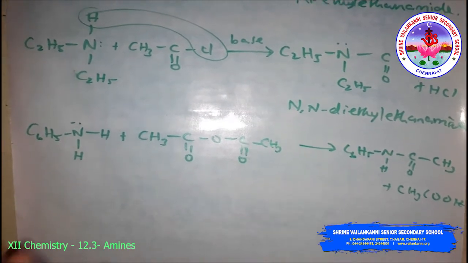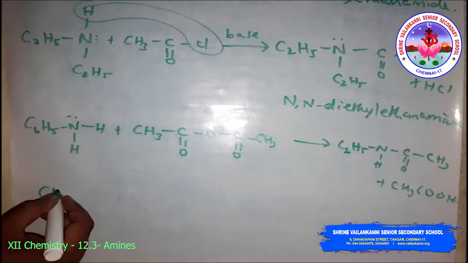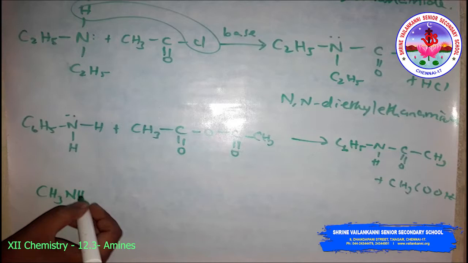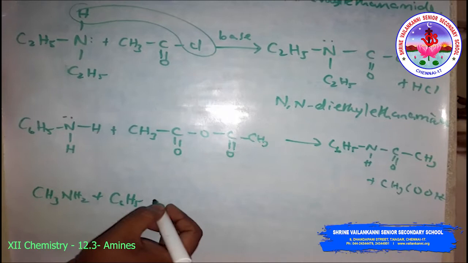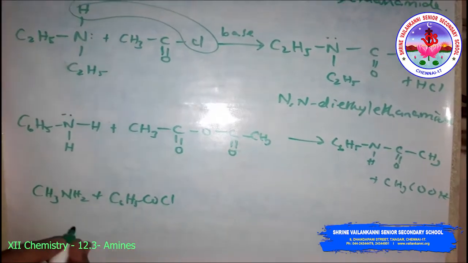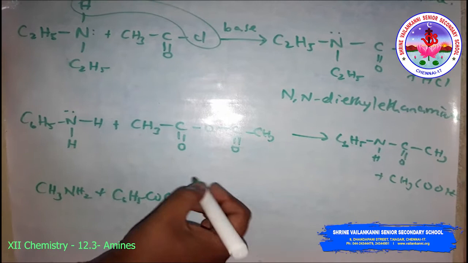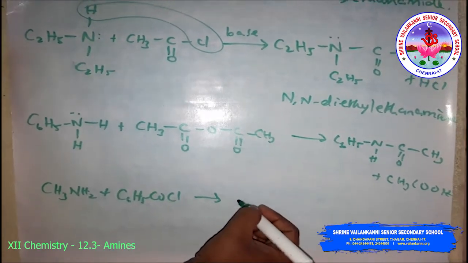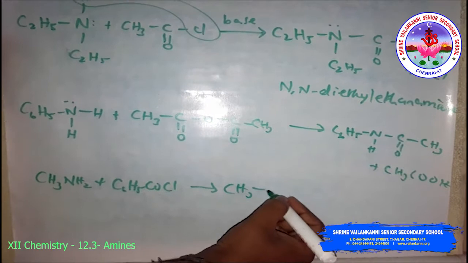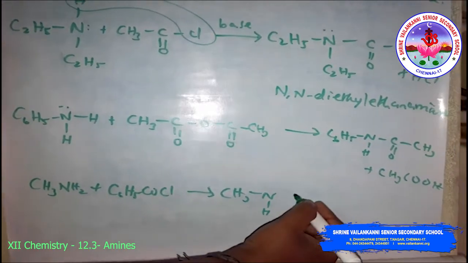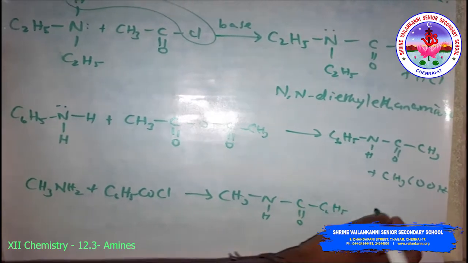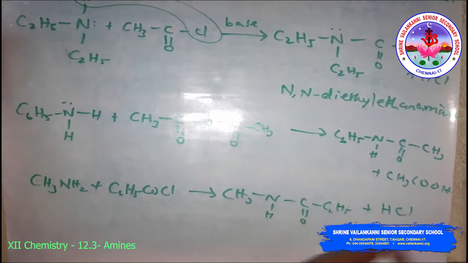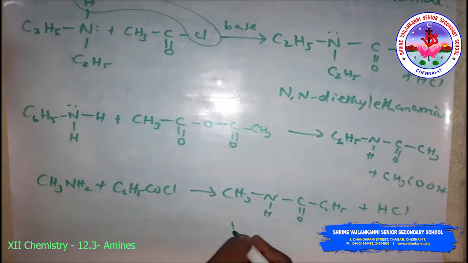Then amines also react with benzoyl chloride. This reaction is called a benzoylation reaction. For example, methanamine reacts with benzoyl chloride, C6H5COCl, to give N-methyl benzamide, CH3NH C double bond O C6H5, and HCl. So this is N-methyl benzamide.